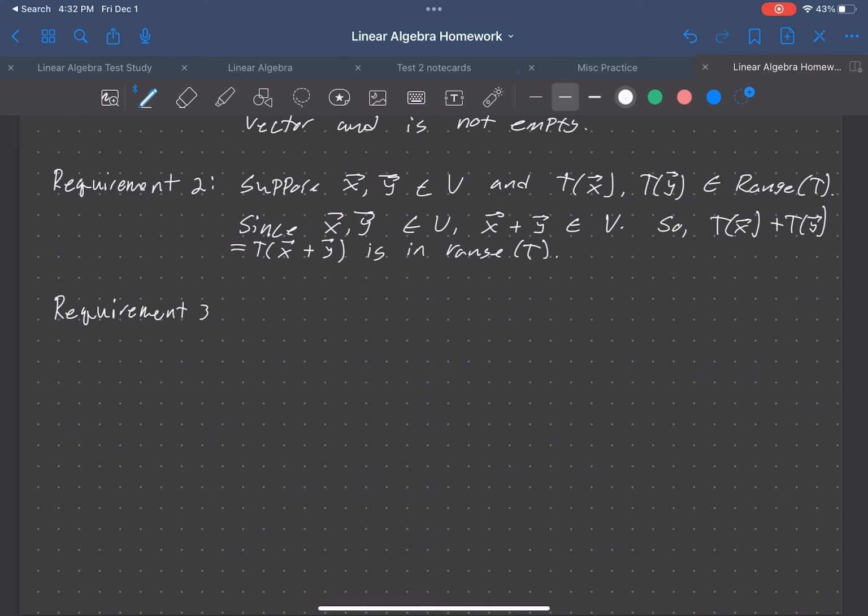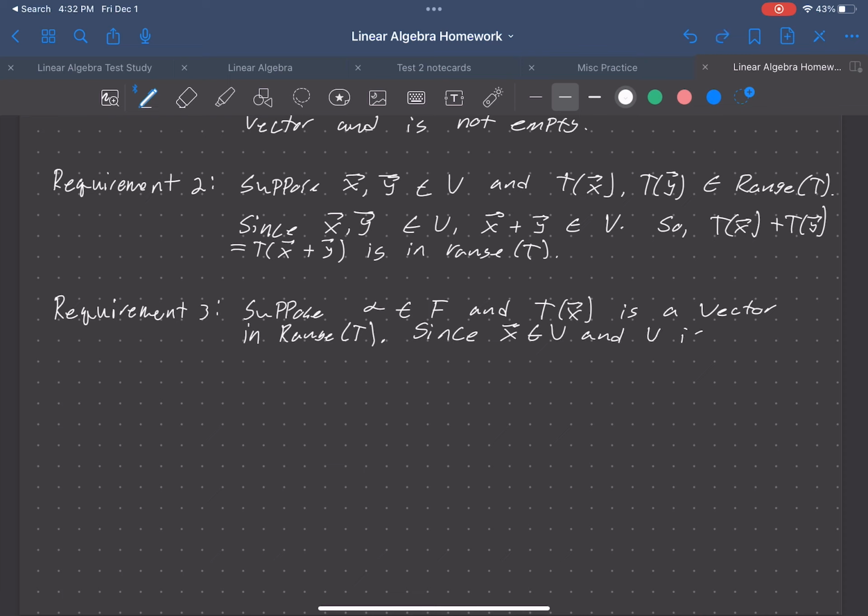For requirement 3, suppose alpha is an element of F and the transformation of x is a vector in the range of T. Since x is an element of V and V is a vector space, alpha x is an element of V. So alpha times the transformation of x is equal to the transformation of alpha x and is an element of the range of T.